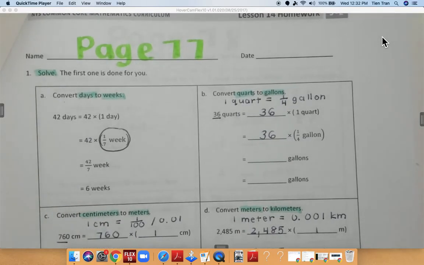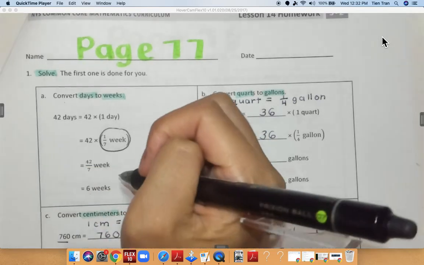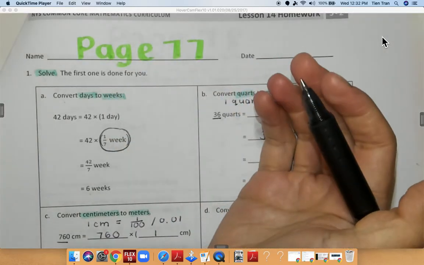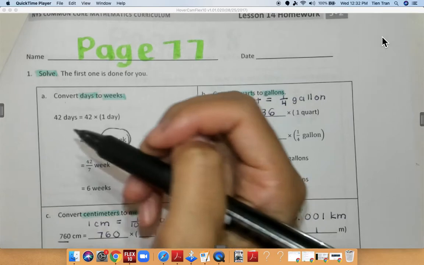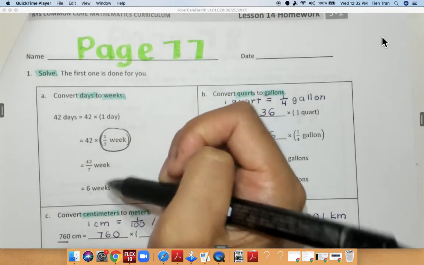Your number should be smaller because you are converting to a larger unit, right? So 42 days, I know that sounds like a lot of days, but it's only equal to 6 weeks.